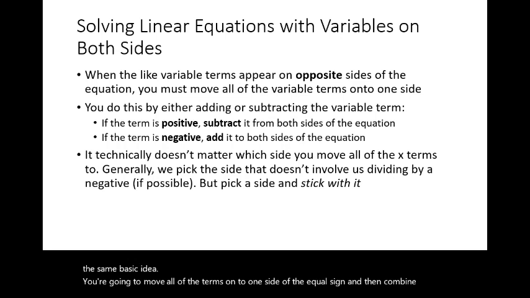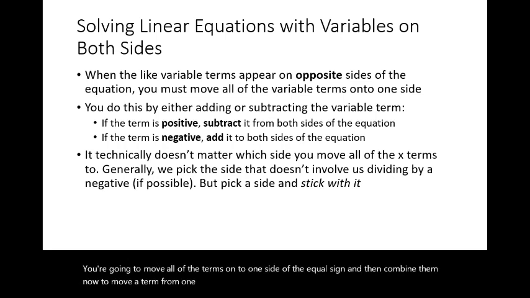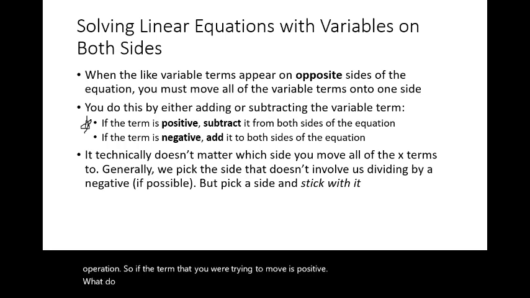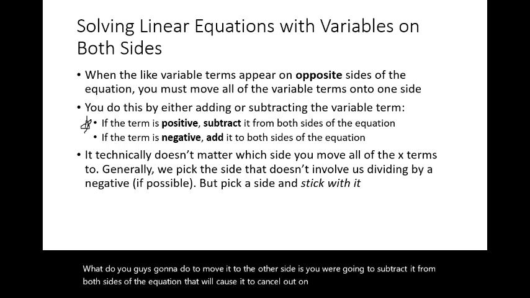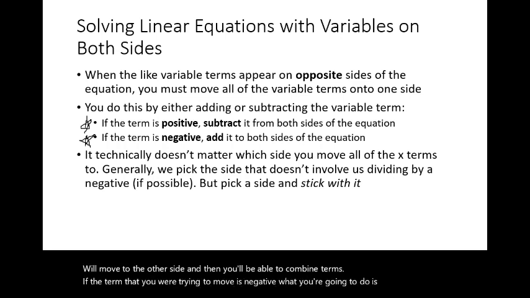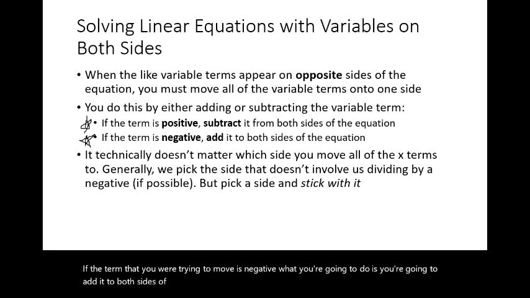Now, to move a term from one side of the equal sign to the other, you're going to do the opposite operation. So if the term that you are trying to move is positive, what you are going to do to move it to the other side is subtract it from both sides of the equation. That will cause it to cancel out on one side, and on the other, it'll move to the other side, and then you'll be able to combine like terms. If the term that you are trying to move is negative, what you're going to do is add it to both sides of the equation. It will cancel out on one side, and then it will move over to the other.